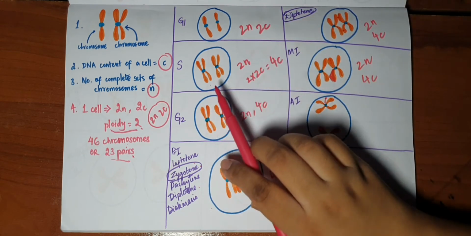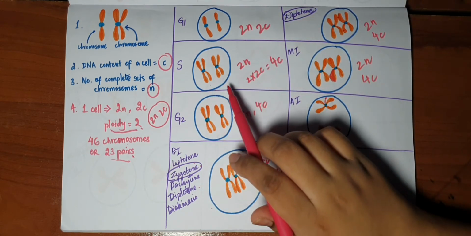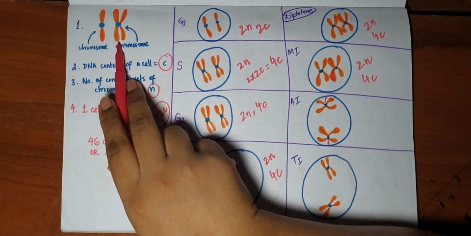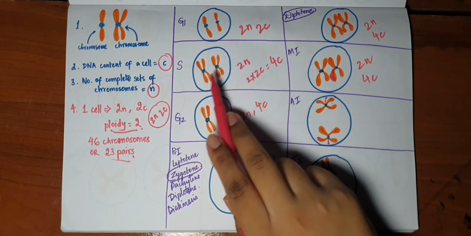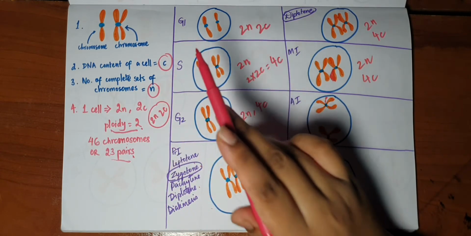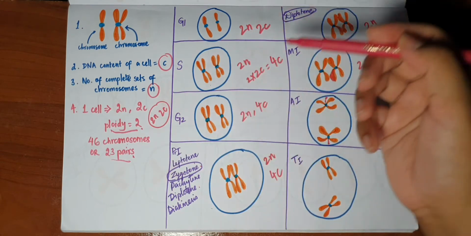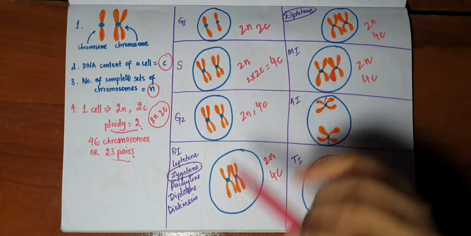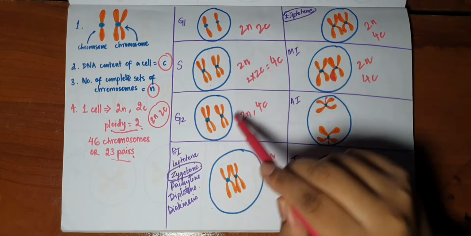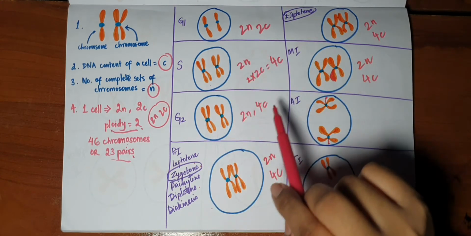In S phase, there's DNA replication, meaning the number of chromosomes is the same. See, we just saw that this is also a chromosome, so the number of chromosomes is going to be the same, but the amount of DNA has multiplied. It has replicated by 2. So we have 4C amount of DNA. Now in G2, the same thing, so 2N and 4C, no change.